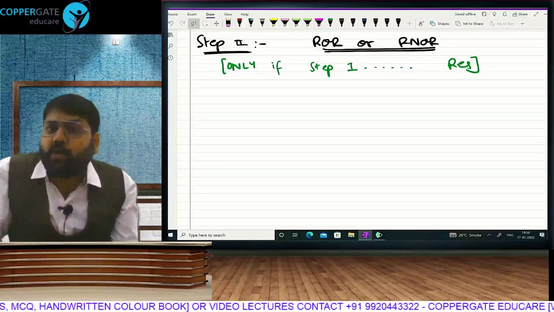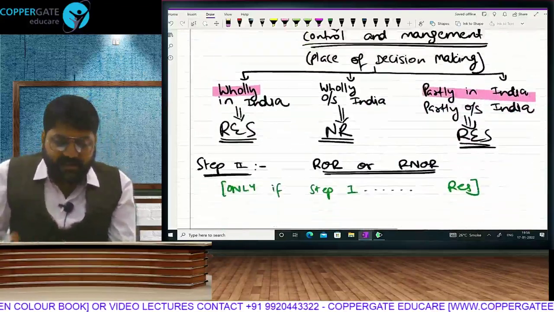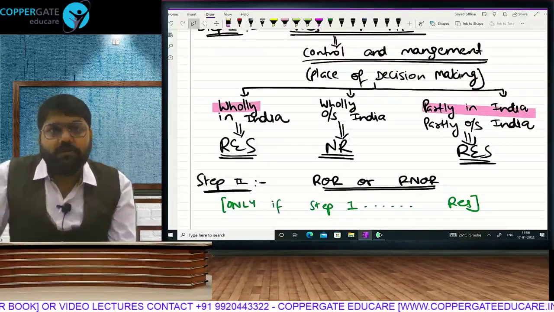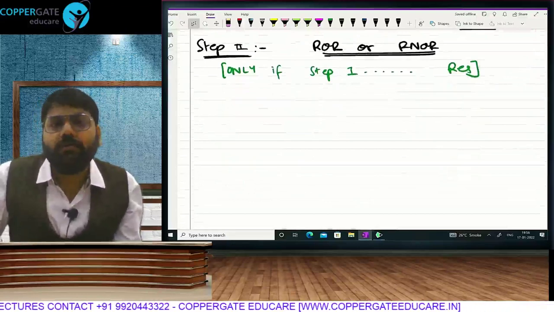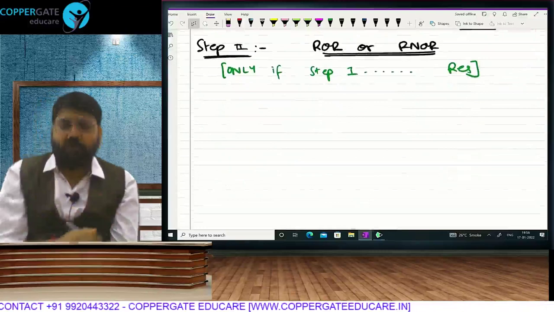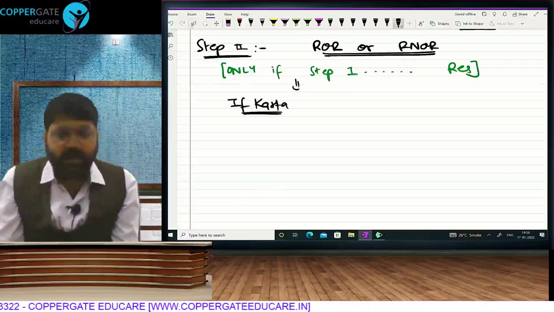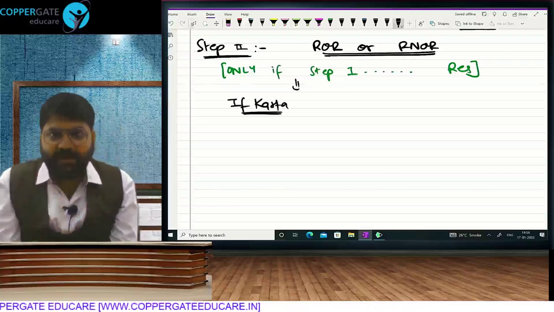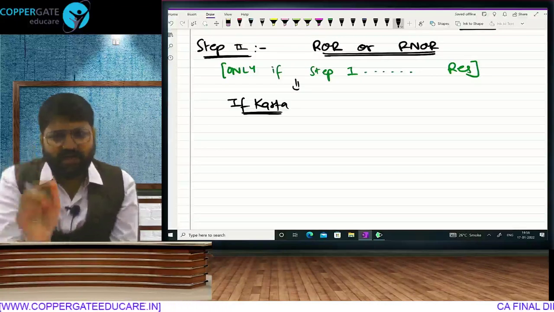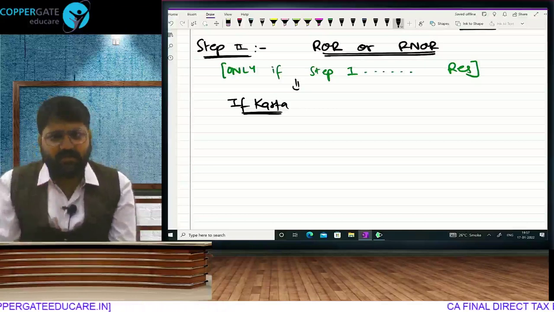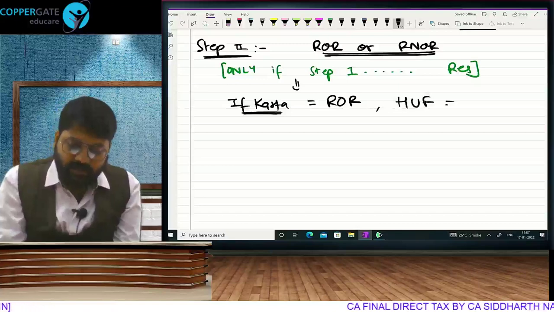Whose residential status you are determining, by the way? Whose residential status is being determined? HUF. So we checked control and management of whom? HUF control and management. So here also we should check whom? HUF. But unfortunately, what they say is, if the karta, karta means the head of the family, head of the HUF, who is going to be an individual, if the karta is ROR, the HUF will also become ROR.